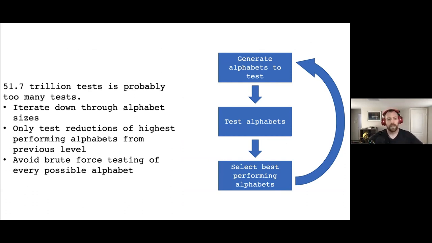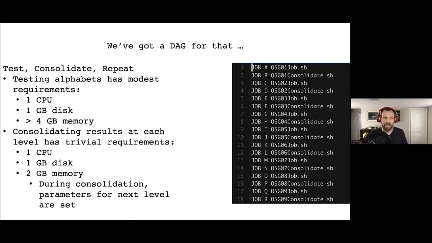And then we can only select alphabets that improved classification to produce progeny alphabets at the next level. And this is a process that just repeats over and over again until you get to the smallest level alphabets that you can test. And if this sounds a little bit like a DAG to you, that's what it was. We used a rather straightforward DAG. I believe that Lauren called it a shish kebab.